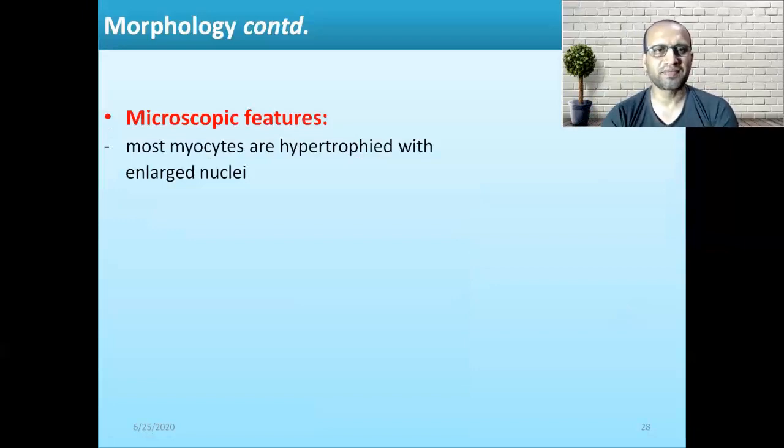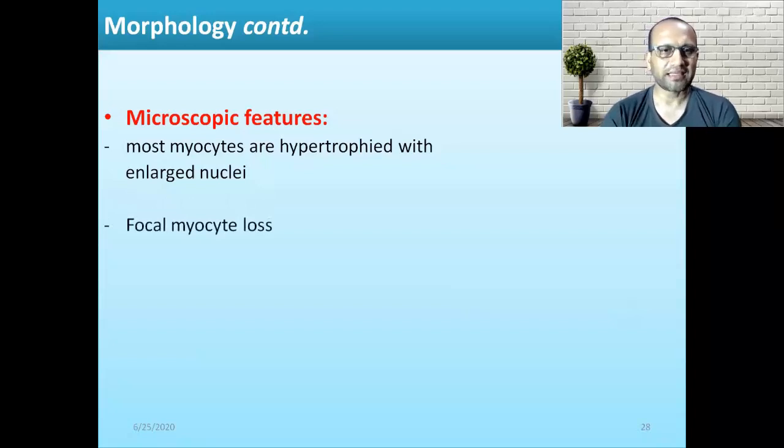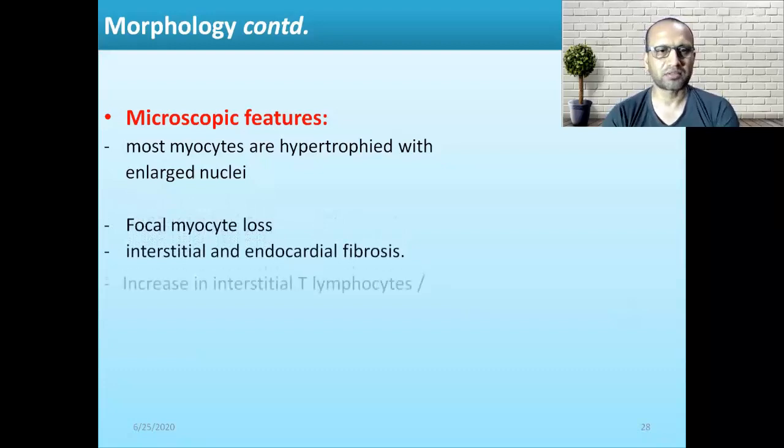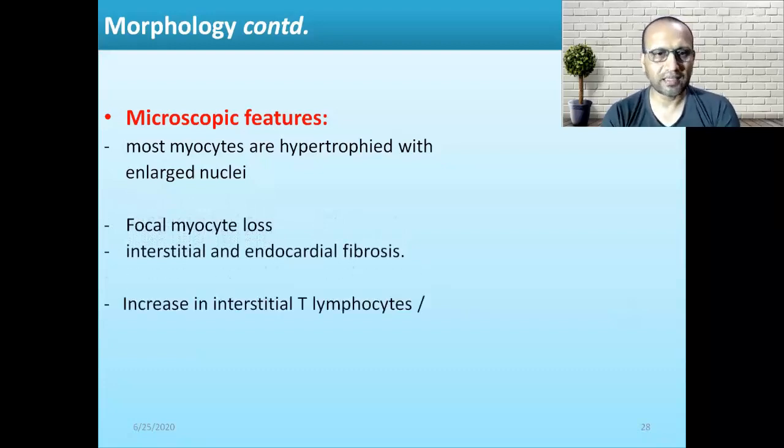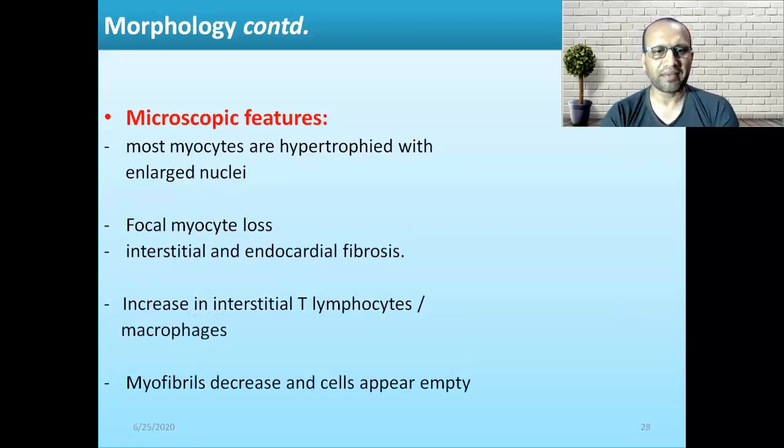These are the microscopic features in dilated cardiomyopathy. Most of the cardiac myocytes are hypertrophied with enlarged nuclei. Cardiac myocytes are lost, and the lost myocytes are replaced by fibrosis. In the interstitium, T lymphocytes and macrophages are increased in number. Myofibrils are lost or decreased in the cytoplasm of cardiac myocytes, and the cardiac myocytes appear empty and vacuolated.